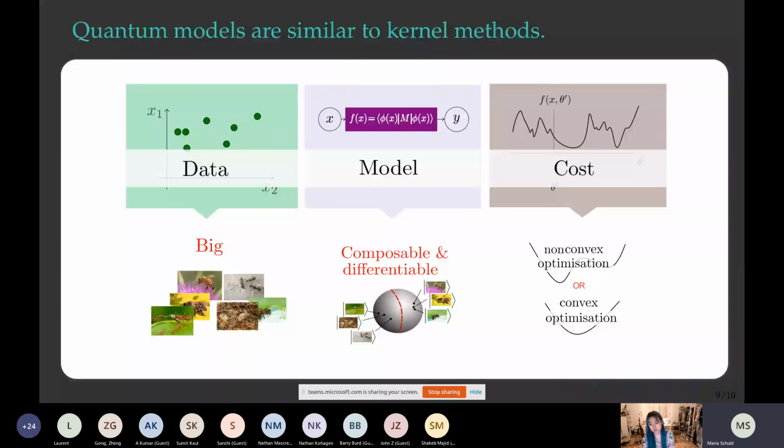We just close our eyes, there's a black box, we just use it. But if we use this theory, that this model is actually a kernel method in some sense, we can start thinking about how we can utilize these ideas of convex optimization.